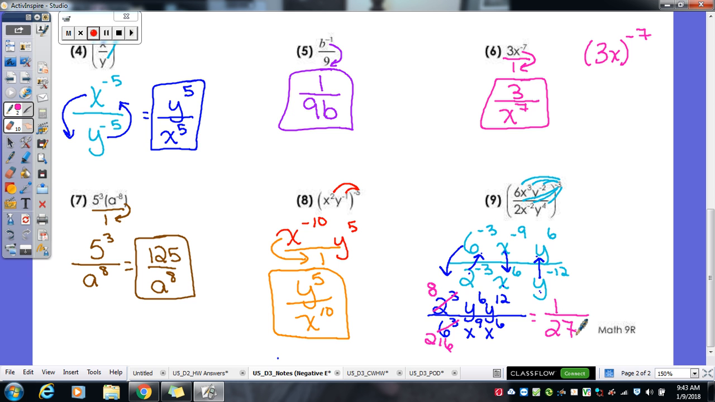All right, so now this goes back to last class. Up top, I have y to the 6th times y to the 12th. What do I do with those exponents? Add them. So we get y to the 18th. Down here, we have x to the 9th times x to the 6th. So we get x to the 15th. There's our final answer. That one was a longer one.